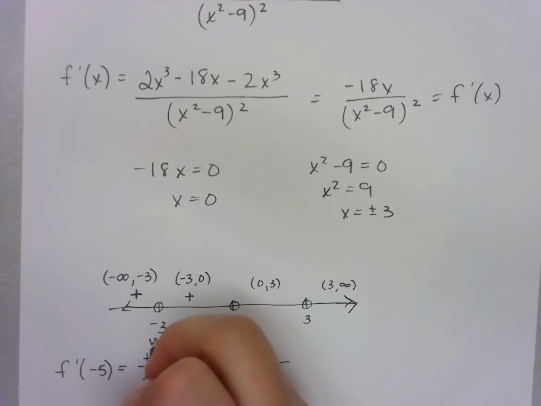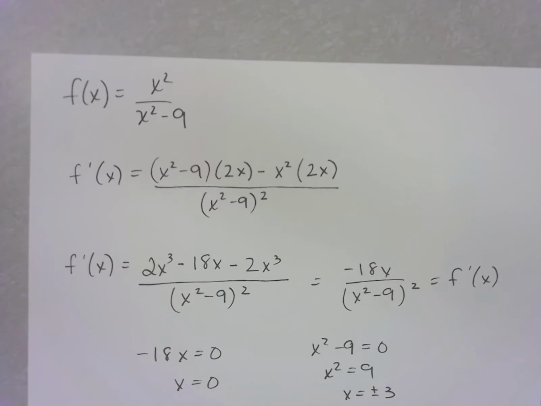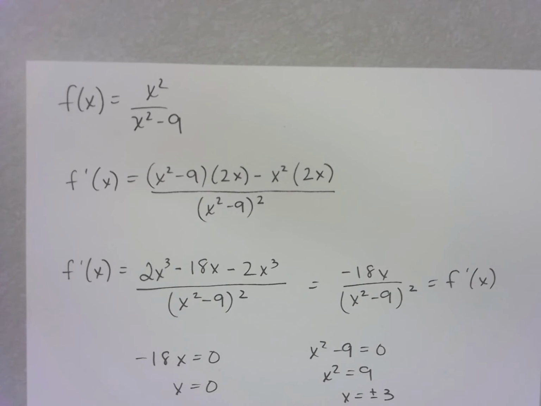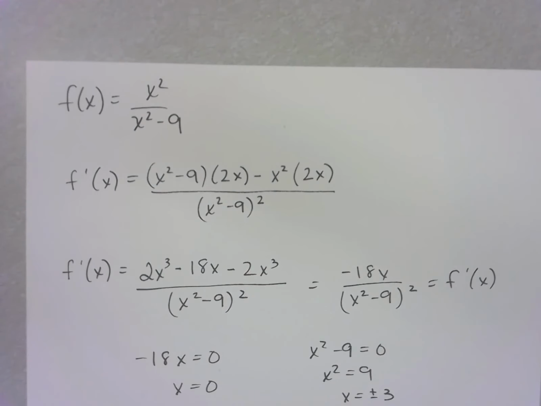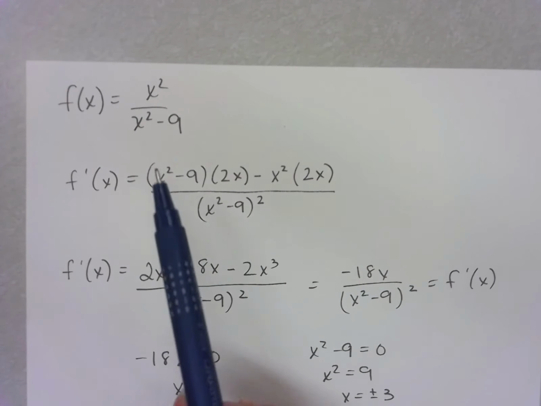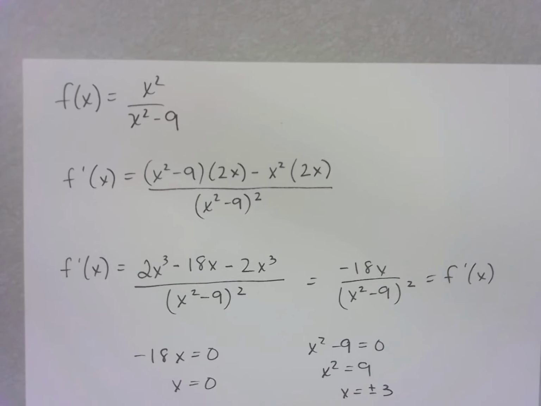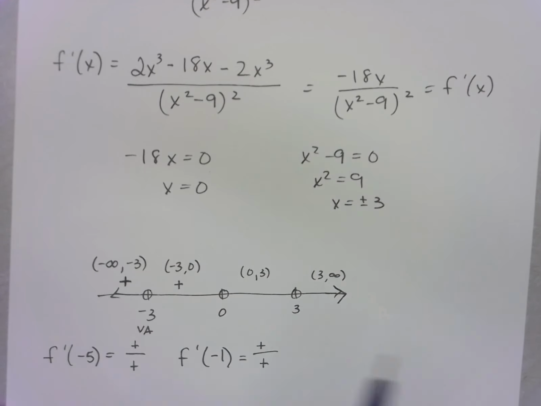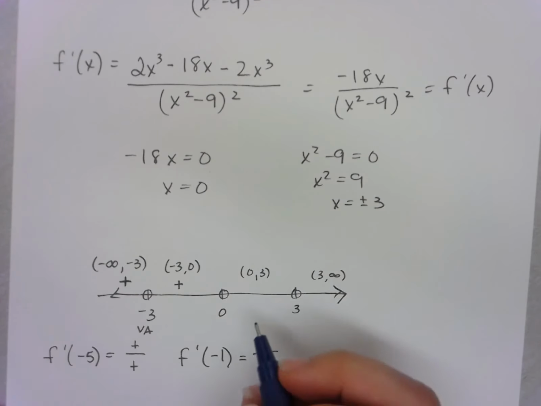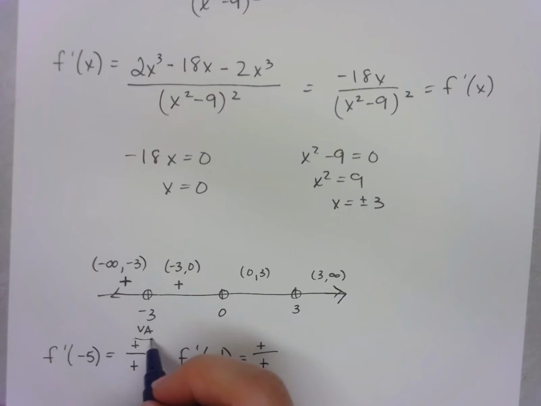Now, negative 3 is a vertical asymptote, if we look at the original, because if I plug in negative 3, I'm going to get positive 9 over 0, which immediately tells me it's a vertical asymptote. Both 3 and negative 3 are going to be vertical asymptotes in this case. Okay, so that's a good thing to know, so we'll put that there just for our future reference.